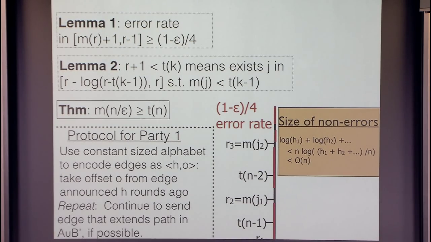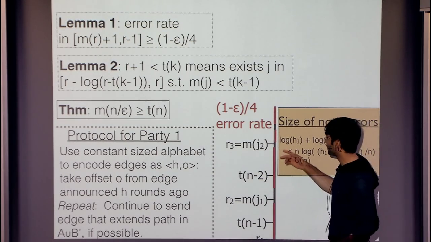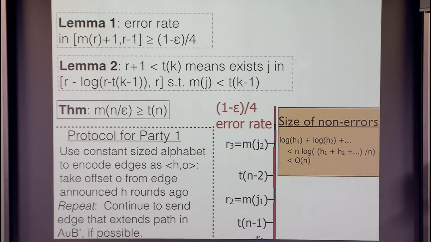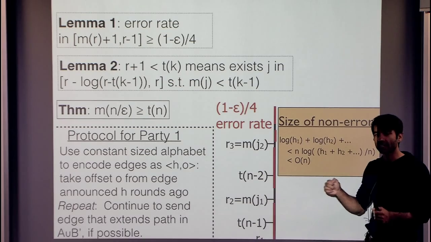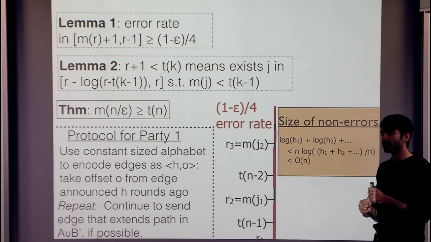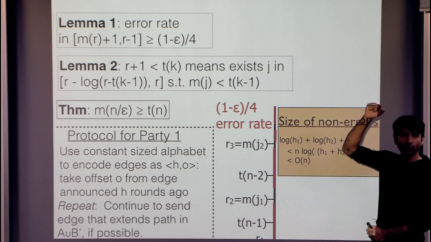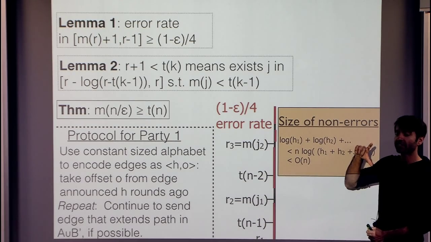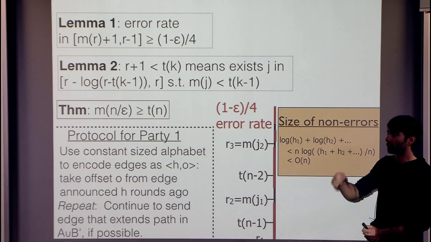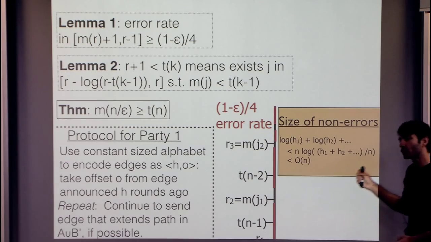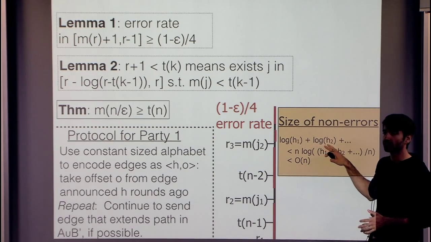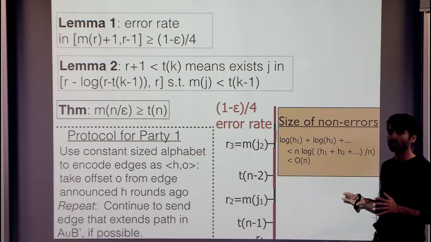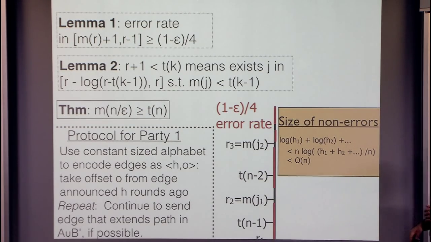The messages we're sending can always be encoded in such a way that each edge you're sending is an edge that's a neighbor of another edge that I announced before. So you send in binary the offset from the last edge you announced, and you continue in this way. Then you can show using a convexity argument that the total contribution of the bits is only a constant factor.